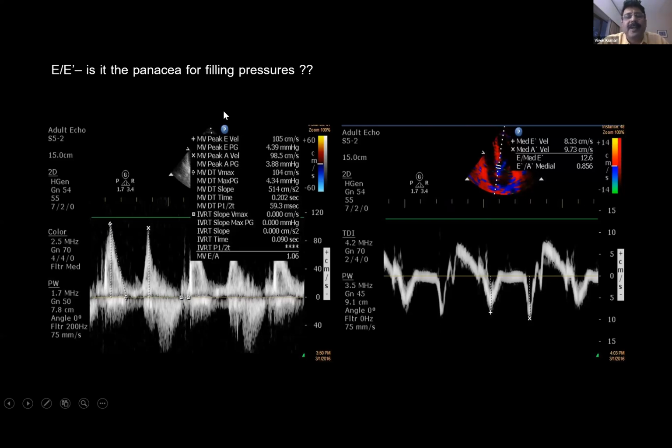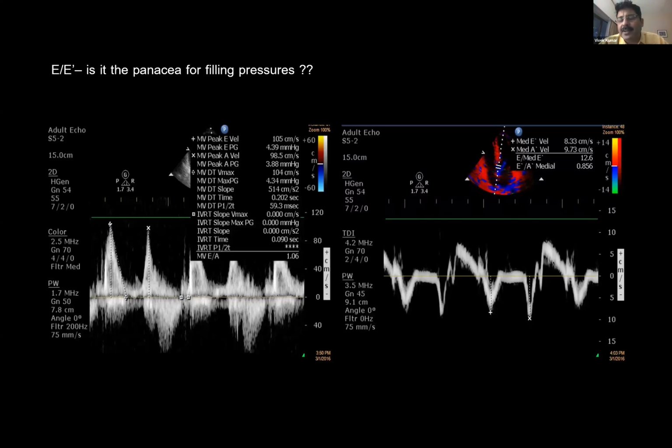I will not go into that. But remember, E by E prime is one of the best ways to measure non-invasively the left ventricular filling pressures or the left atrial pressures. E comes from the mitral inflow pattern. That means the blood flowing across the mitral valve into the ventricle.